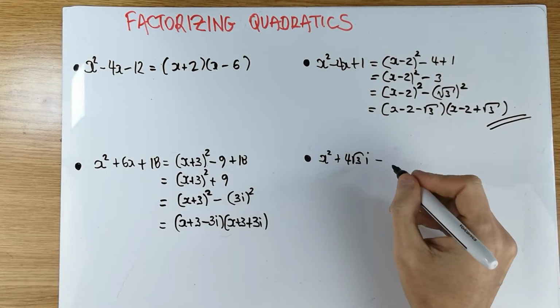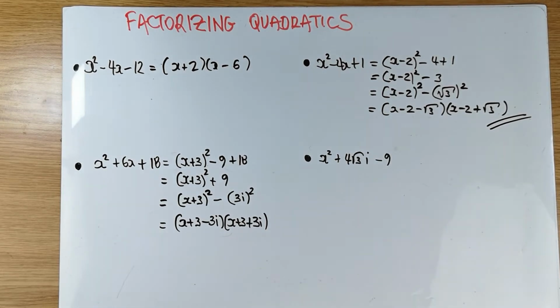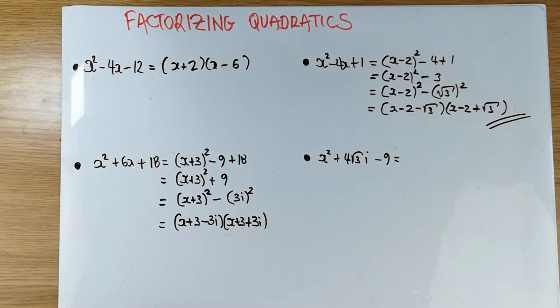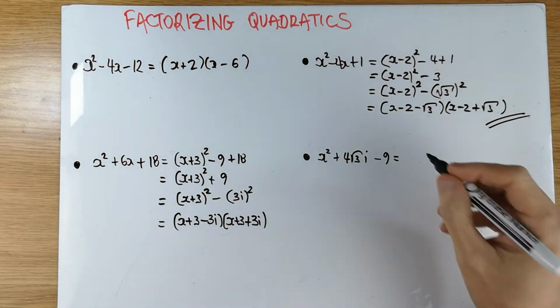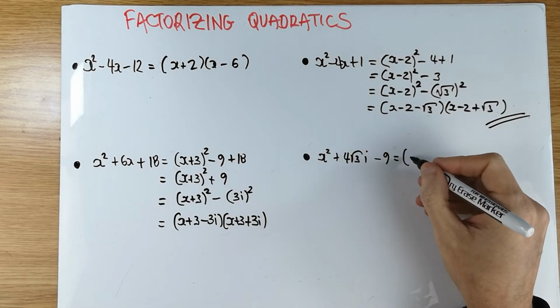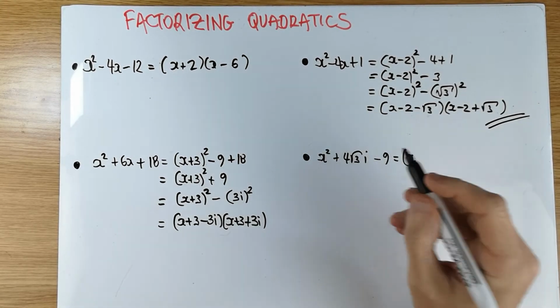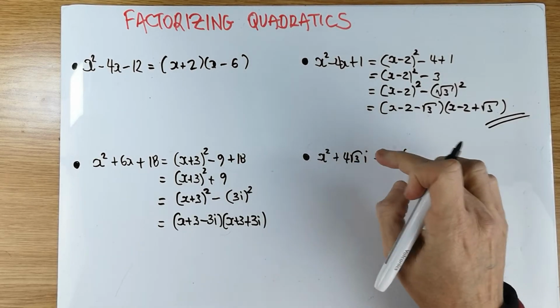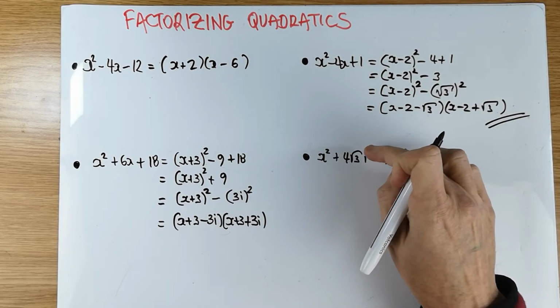Negative 9 should be okay, I think. So let's have a look at this one. All right, we're going to put it into brackets. Okay, x. Oops, I didn't put an x in there, so I'm quite silly really. I was just concentrating on the coefficients.